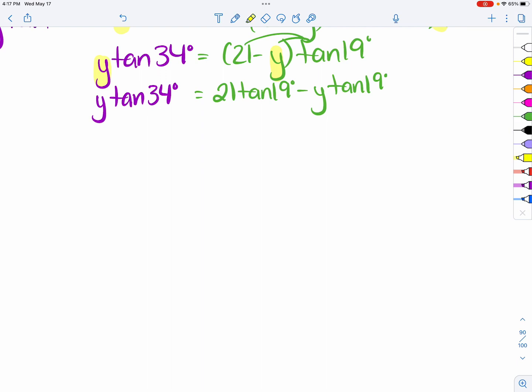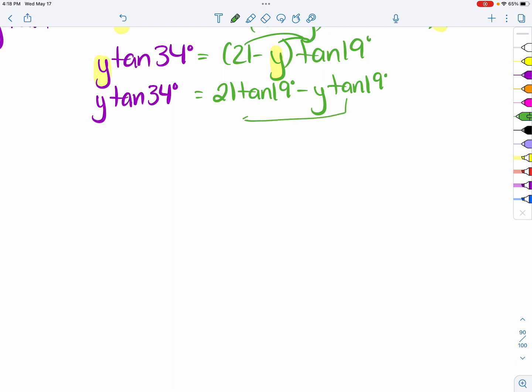In this whole equation, I have three terms, right? This is one term, this is a second term, and this is a third term. This big messy term is just a number, right? 21 times tan of 19 will give me a number. But this purple term and this last green term both have y's.